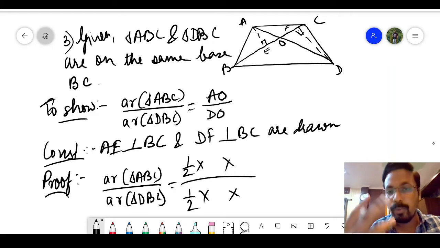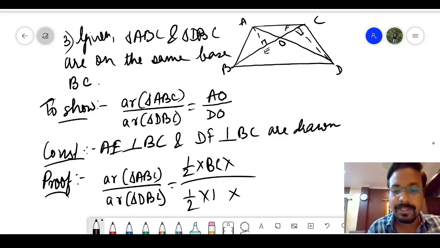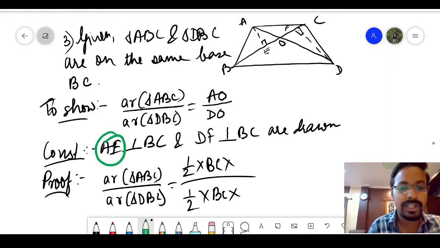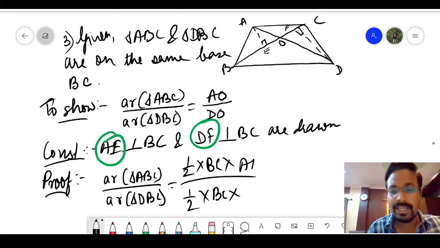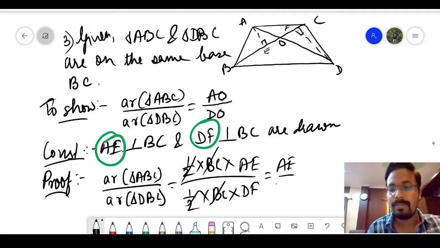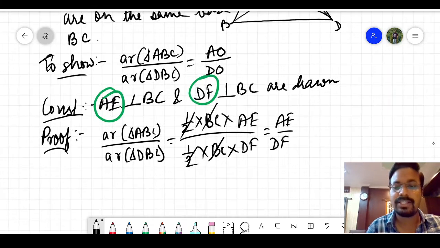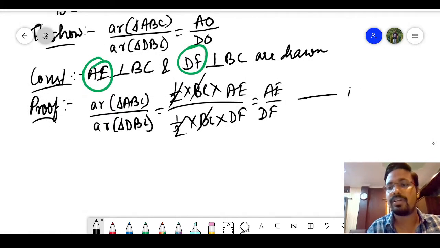So for both the triangles the base is common, that is BC. For triangle ABC the height is this one that we have drawn here, AE, and for DBC it is DF. So we will write AE and here we will write DF. So BC and half will cancel, so it will become AE by DF. So let us take this one as equation number 1.